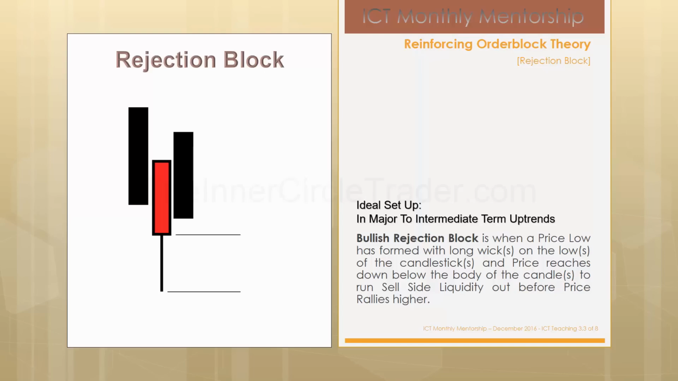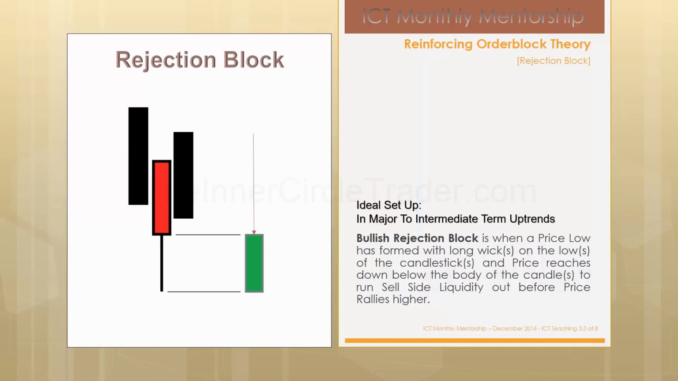Again, we frame the rejection order block, in this case the bullish rejection order block. It's going to be the lowest wick low and the lowest open or the lowest close that makes that swing low on the time frame you're looking for the pattern. Once you identify that, you have framed the bullish rejection block, and we treat this as like a bullish order block.